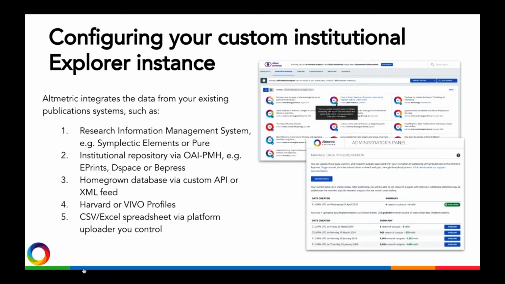So we are using a CSV uploader, and this year our development team managed to roll out this new administrators panel. So you, as often a small organization or an organization that doesn't have one of these more robust research information management systems, can really control and maintain the publications that you're tracking through the Altmetric Explorer in your institutional dashboard. Next slide.